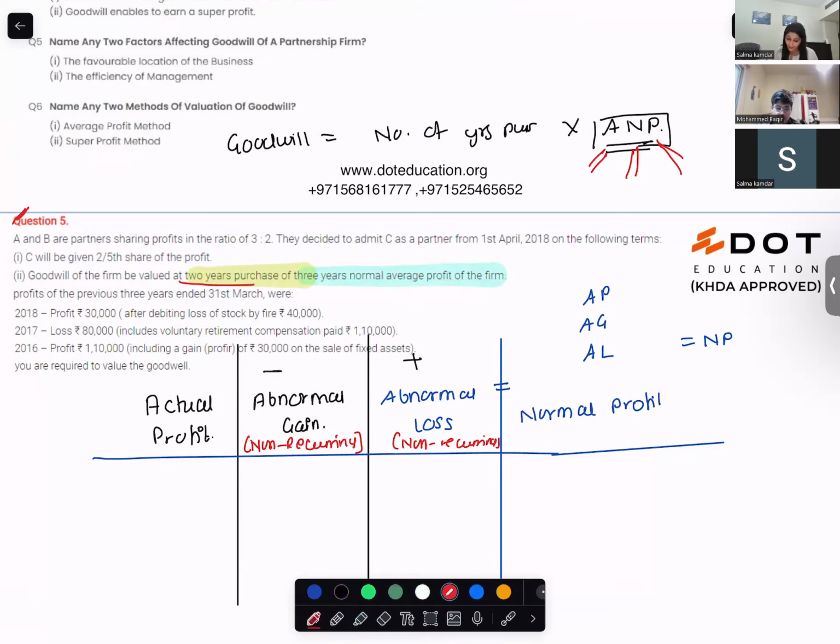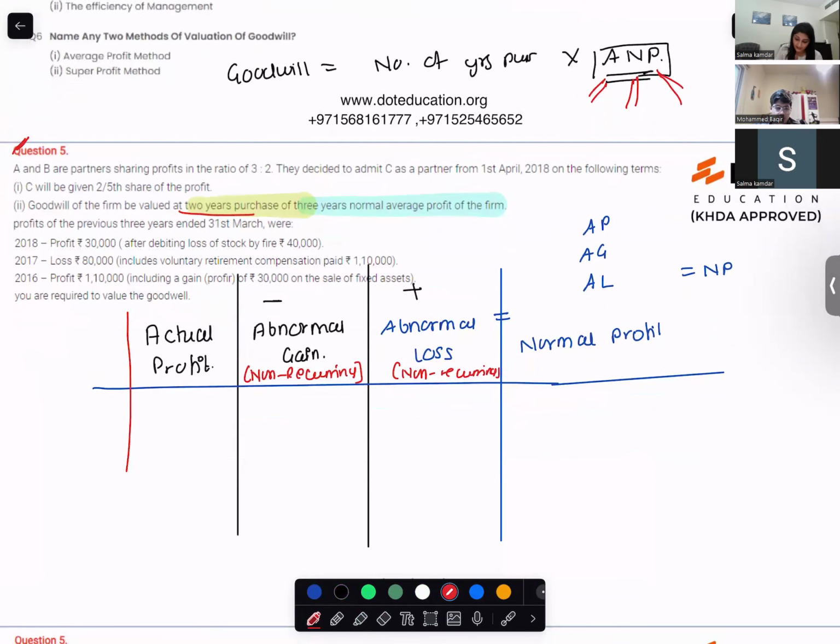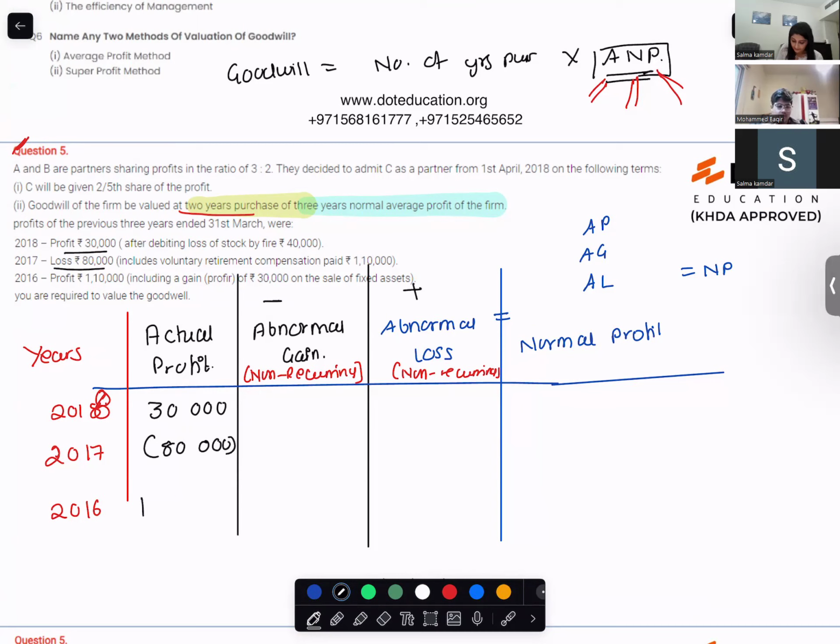Okay, so I want normal profit. Now I have 3 years. What are my 3 years? 3 years of average profit of the firm: 2018, 2017, and 2016. Actual profit is how much? 30,000, 80,000, and 50,000. 110,000 is loss. You can see. Loss. And then it is 110,000. Are you with me?